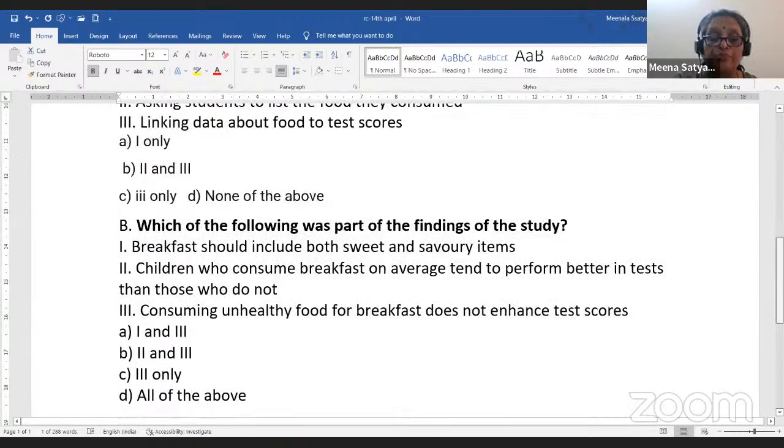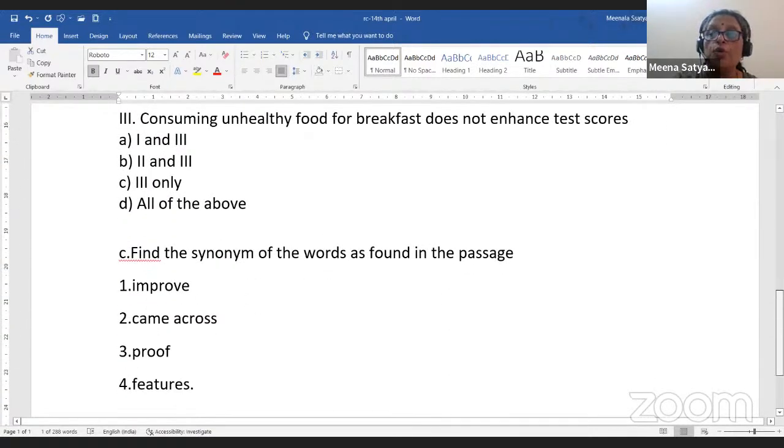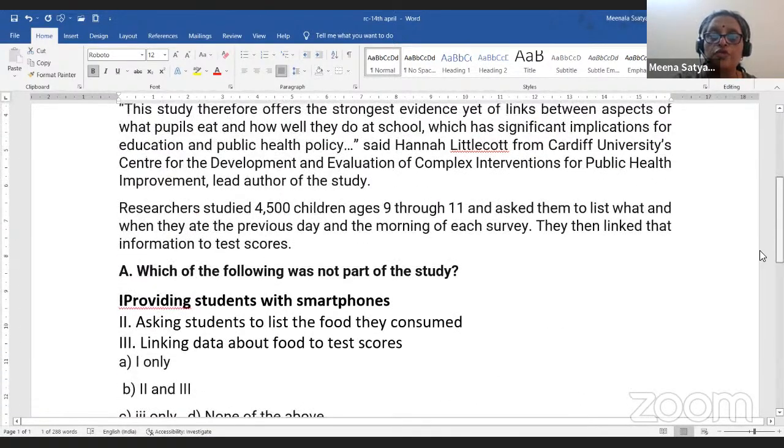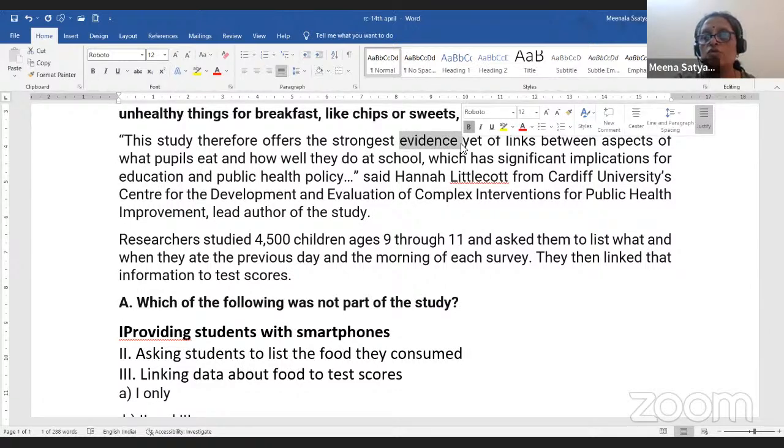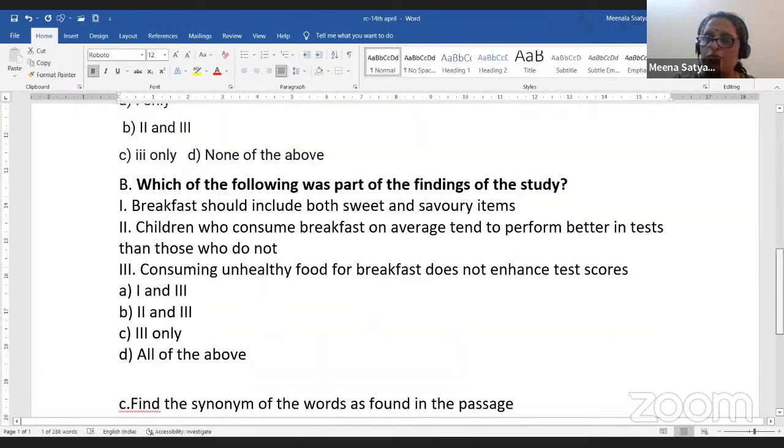The next one. Proof. So proof is nothing but strongest proof. So you have strongest evidence. And for you people, evidence is such a common term. You're all into your other subjects which you have studied in the legal aspects. So you are so well accustomed and habituated to it. So you know very well it's evidence. That's why I purposely did not put this up.